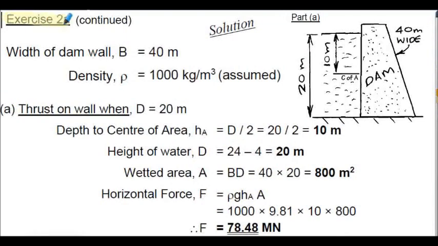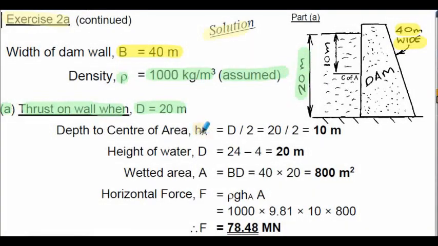For exercise 2A, solution continued. We know the width of the dam is 40 metres. The density is 1,000 kilograms per metre cubed. We assume that for water. Not told in the question the density of water, we always assume fresh water. And then in part A, we calculate the thrust on the wall when the height of the water, D, is 20 metres.